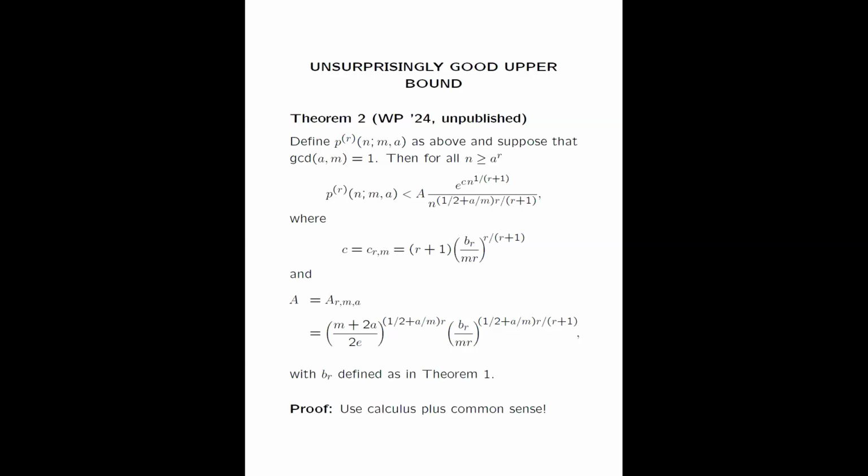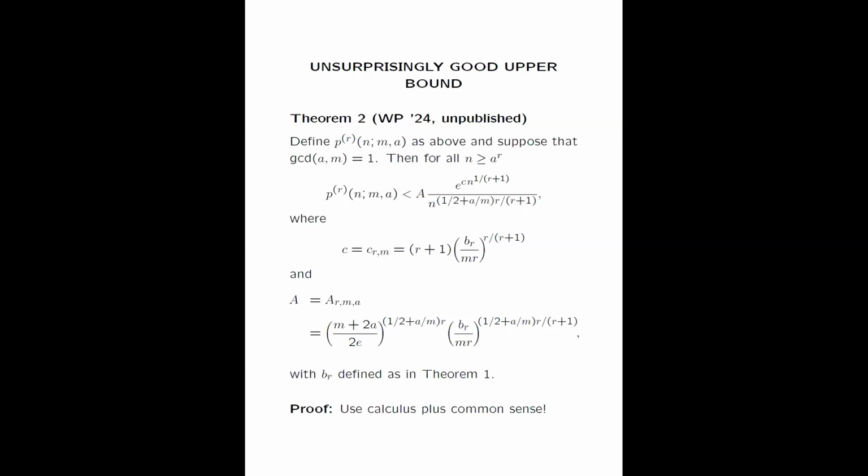There can be no partitions if N is less than A to the R, so let's not have the theorem look stupid. So I'm assuming that N is greater than or equal to A to the R, and I give the details here. It's very similar in feel to what I gave before.